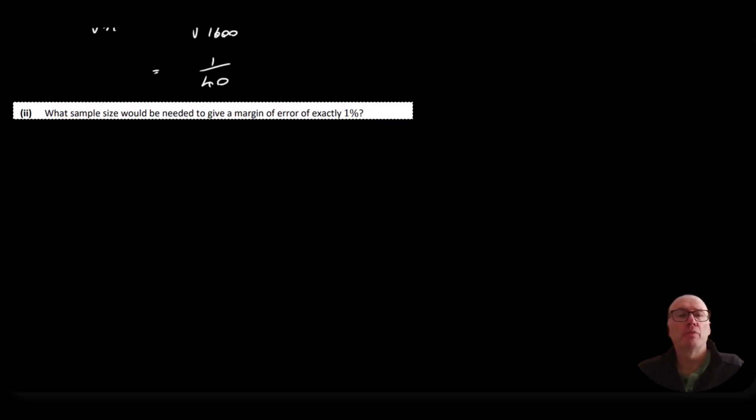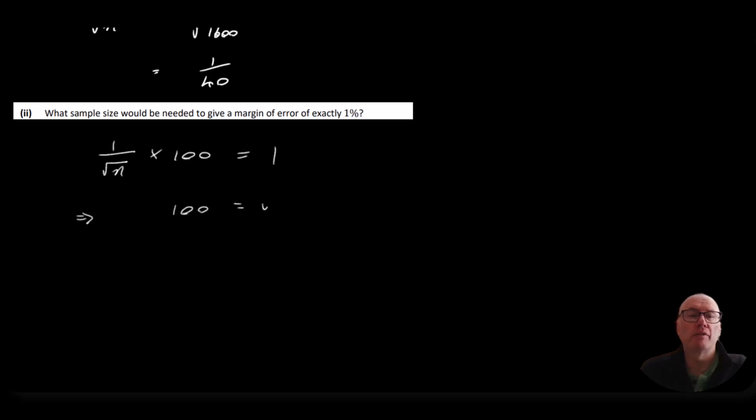What sample size would be needed to give a margin of error of exactly 1%? Well, we work out our margin of error as a percentage by taking 1 over the square root of n and multiplying by 100. We need to let this equal 1%. So very straightforward again, just multiply across by square root n. You get 100 is equal to square root n. Square both sides, you get 10,000 is equal to n. That's it for part 2.